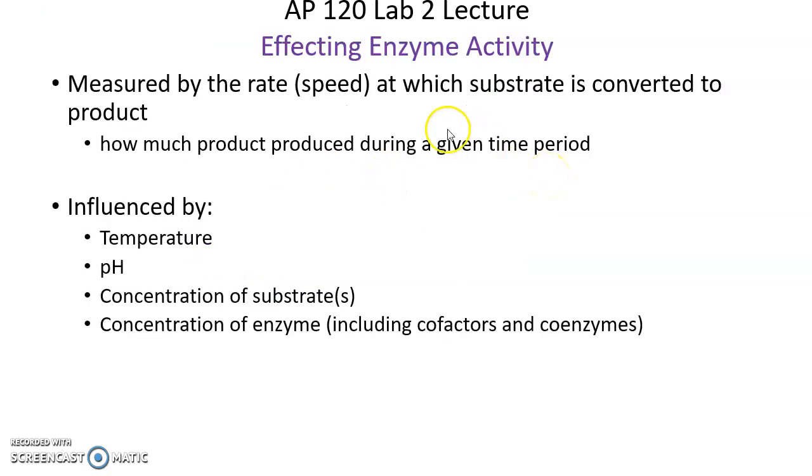So, what is important is figuring out, measuring the enzyme's activity, how quickly it causes the substrate to be converted into product. And we can do this by measuring how much product is formed over a given period of time. If there's more product formed, that means the enzyme was faster. Less product formed, that means the enzyme was slower. And there are various things that can influence this: temperature, the pH the reaction is occurring at, the concentration of the substrates, and the concentration of the enzyme.